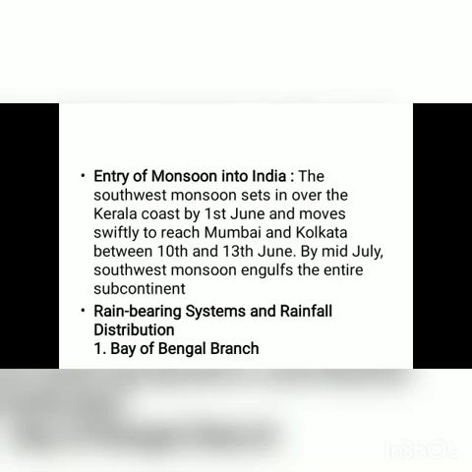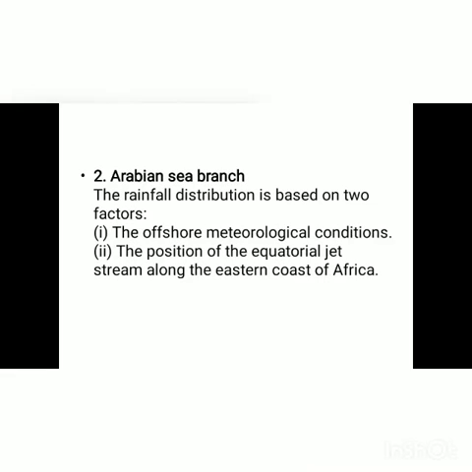The rain-bearing system and rainfall distribution. There are two main branches of rainfall distribution in India. The first, the Bay of Bengal, and the second, the Arabian Sea branch. The rainfall distribution is based on two factors: the offshore meteorological conditions, and the second, the position of the equatorial jet stream along the eastern coast of Africa.